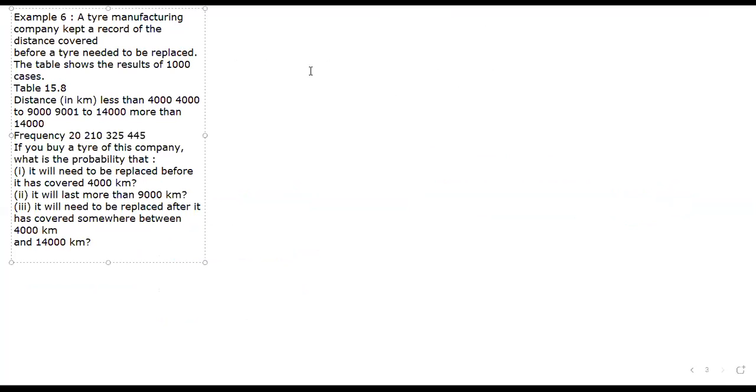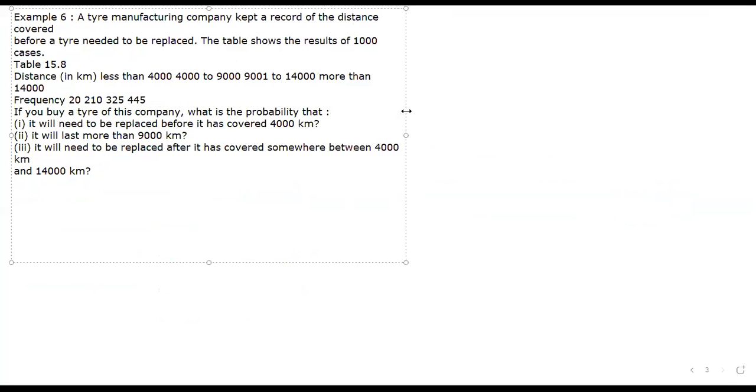I am writing the example over here for all of you. Don't need to copy the example.